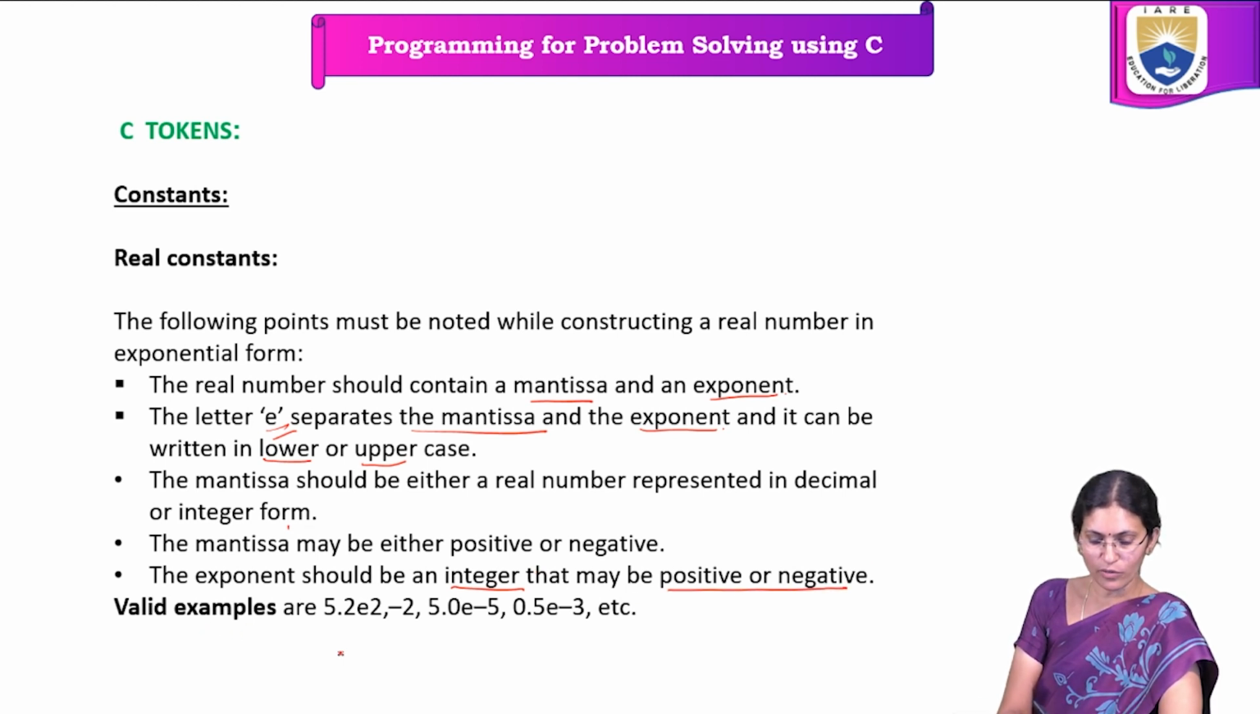Some valid examples of real constants in exponential form are 5.2e2, then minus, so this is also a valid example. This is also a valid example.